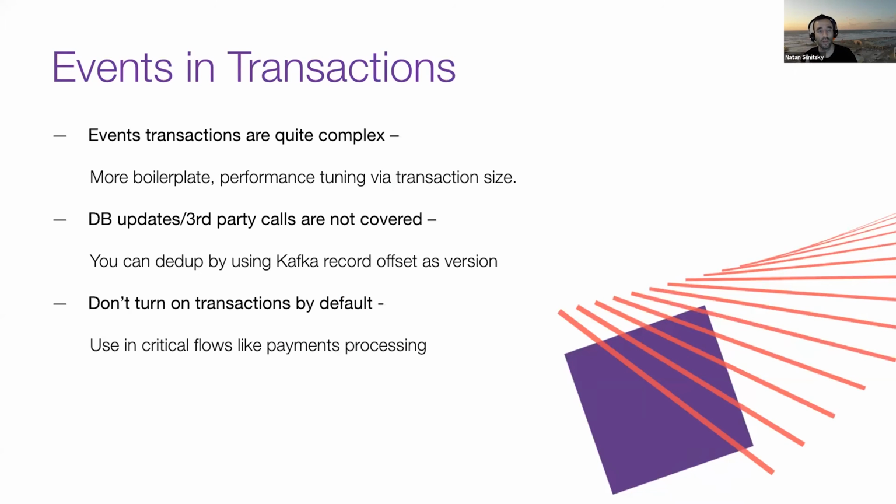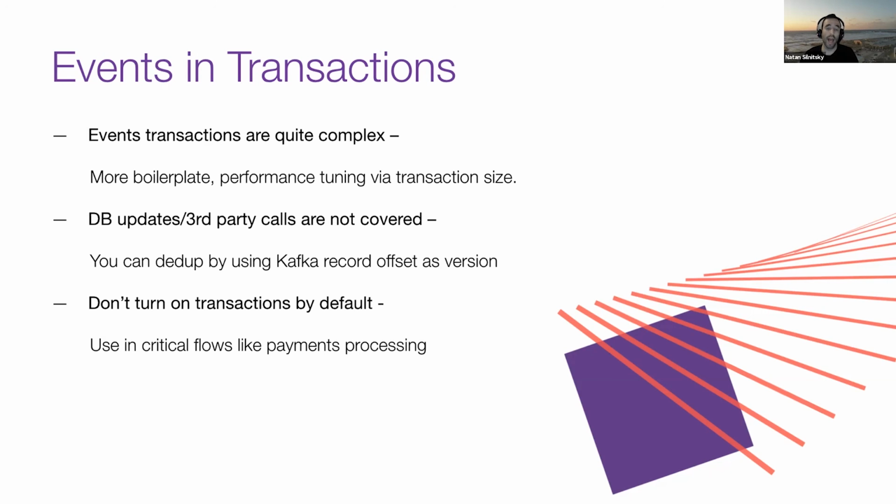So what is useful in these transactions? First of all, these transactions are quite complex. There's more boilerplate for producing and consuming in this regard, and you will need to do performance tuning. You have a trade-off between the overhead of the transaction and the transaction size. The smaller the transaction, the bigger the overhead will be for maintaining it, but the lesser the latency will be for the downstream consumers actually reading this transaction. Now, the bigger the amount of messages in the transaction, the smaller the overhead of maintaining these transactions, but the higher the latency.